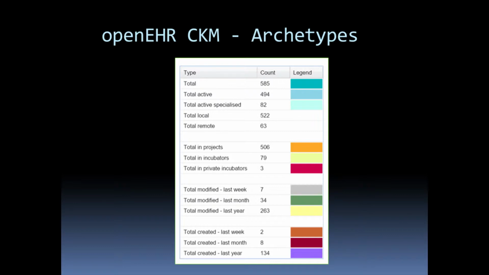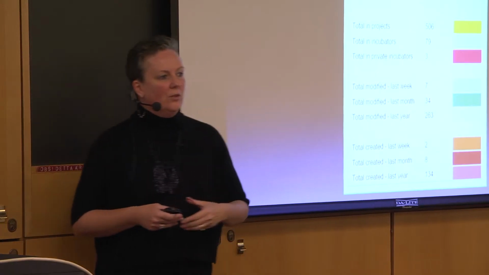You can see that we've had 7 that were modified in the last week. There were 34 in the last month, and we've had 263 over the last year, so you can get some sense of activity there. Actually created in the last week, there's 2 new ones. There's 8 in the last month and 134 new ones this year. So it's giving you some sense of what's been going on from a time point of view, especially given that there's actually no one particularly paid to do this work. So it's still quite impressive.